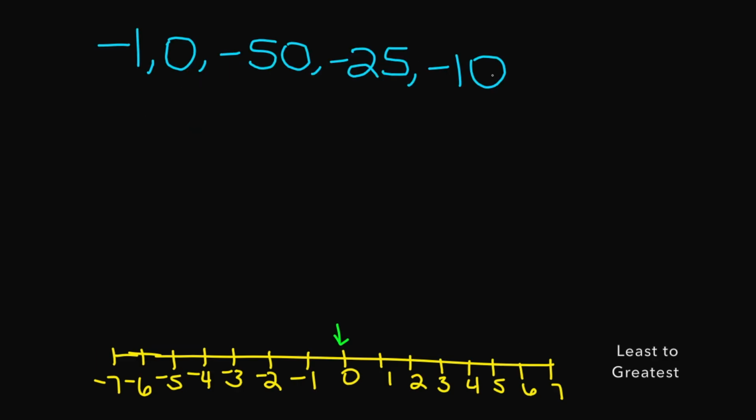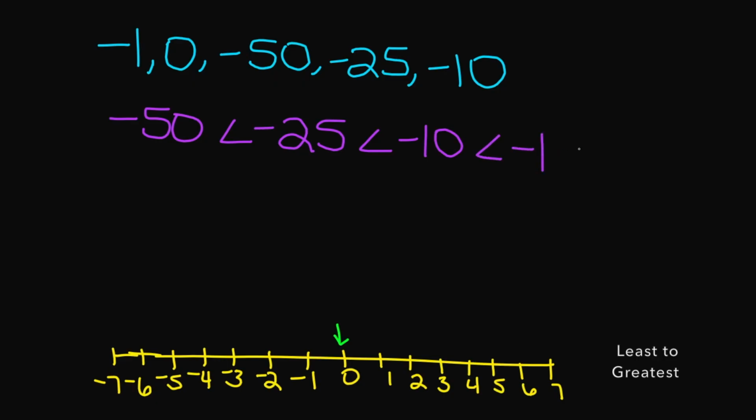-1, 0, -50, -25, and -10. The smaller number here is going to be -50. -50 is less than -25. -25 is less than -10. -10 is less than -1. And -1 is less than 0. So if you're comparing these numbers, remember that -50 is smaller and 0 is larger. And remember, the numbers closer to 0 are going to be larger.